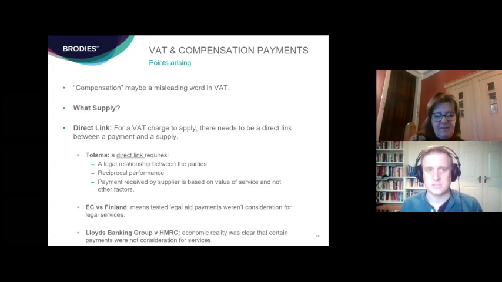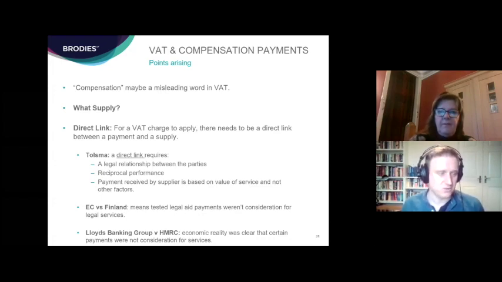And you can also see with, I think, Vodafone, it's very clear that there is a supply and that this direct link test is satisfied. There's a legal relationship, a contract, there's reciprocal performance, and the payment of these termination fees is based on the value of the services that Vodafone would provide, because it's just the outstanding monthly payments.